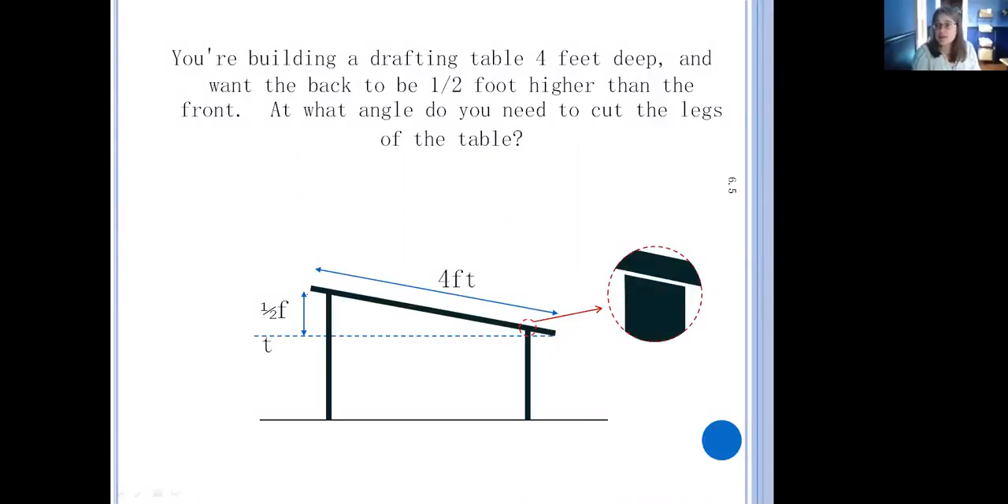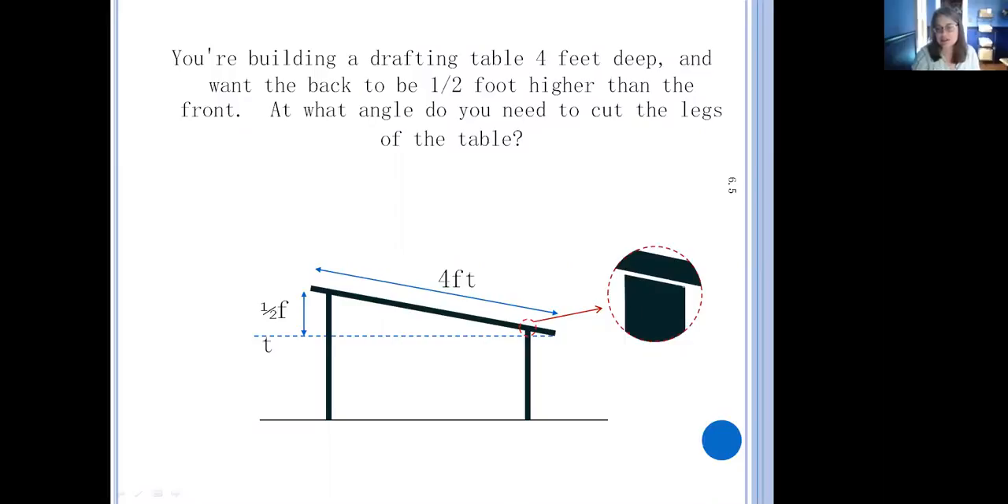Let's suppose you have always wanted a drafting table and you decided to build one. You decide to build one that is 4 feet deep, and you want the back of your drafting table, since drafting tables are always angled because it's easier to draw, to be a half foot higher than the front. In order to put this thing together tightly, you need to know what angle to cut your legs at.